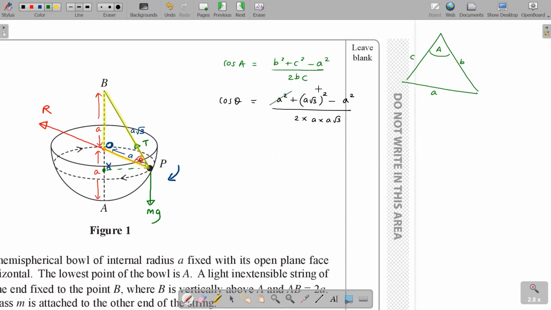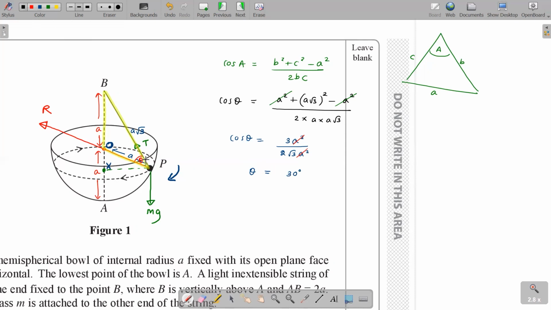Then A square minus A square will cancel. I end up getting 3A square on top, since root 3 squared gives 3. Down below I have 2 root 3 A square. So A square cancels, and we have cos theta. Definitely theta is an acute angle, right? The way I'm marking, you can see OBP is an isosceles triangle. Theta is acute. Cos inverse of 3 over 2 root 3, actually 3 over root 3 is root 3, so root 3 over 2. So what is the cos inverse of that? 30 degrees. So your theta is 30 degrees.